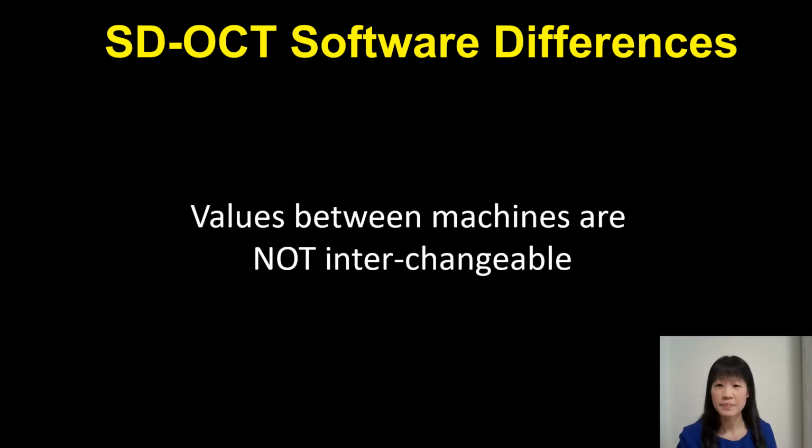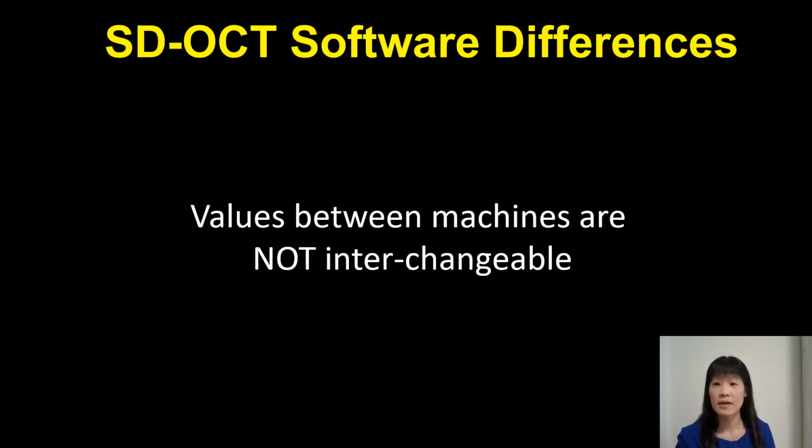So be aware. The bottom line is that the micron thickness values of these three different regions between spectral domain OCT machines are not interchangeable. So neurofiber thickness measurements are not interchangeable, neuroretinal rim measurements are not interchangeable, and the macular region values are not interchangeable.